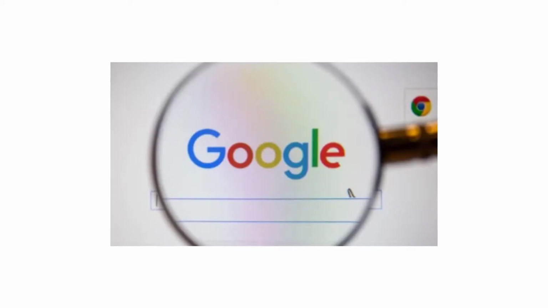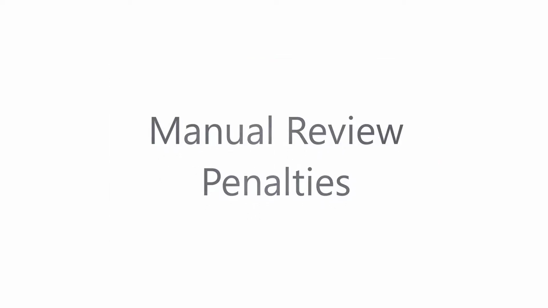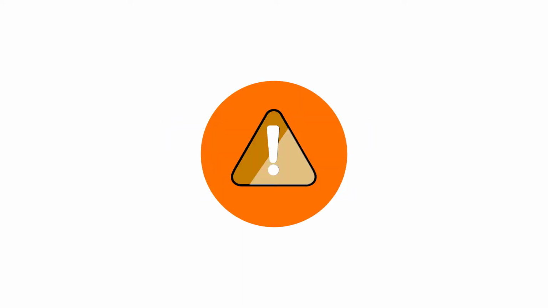So in addition to these major updates that come out from time to time to try and clean up the messy Wild West internet landscape, bear in mind that manual review penalties can occur at any time and for a variety of reasons. Now, obviously, with the astronomical amount of websites on the internet and the limited amount of Google staff on the web spam team, most manual review penalties begin with a triggered algorithmic penalty.